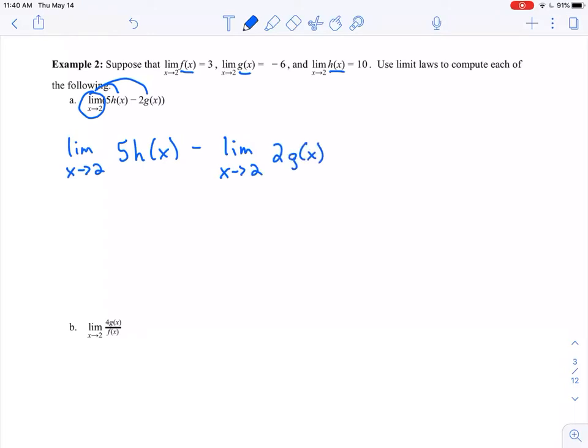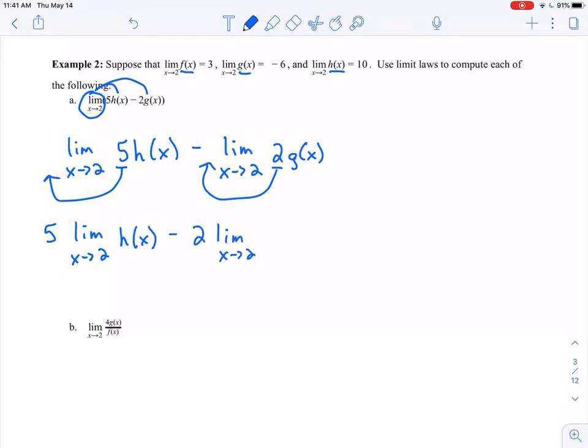And then I'll say, okay, now I have these constant multiples of 5 and 2, so I'm going to go ahead and use my constant multiple rule to factor those out. Same thing with this 2 over here. So I'll have 5 times limit as x approaches 2 of h of x minus 2 times limit as x approaches 2 of g of x. And at this point, limit as x approaches 2 of h of x, we know exactly what that is. We know that's 10, so I can replace it with 10 here.